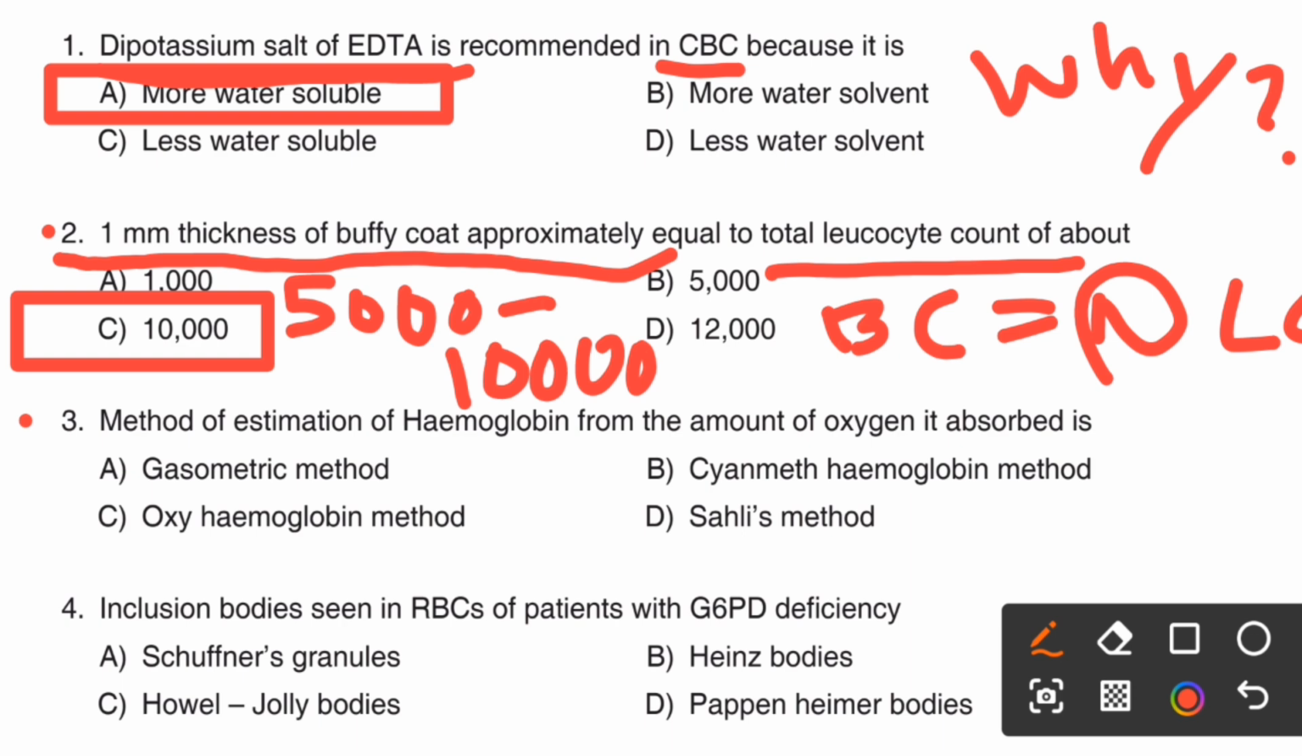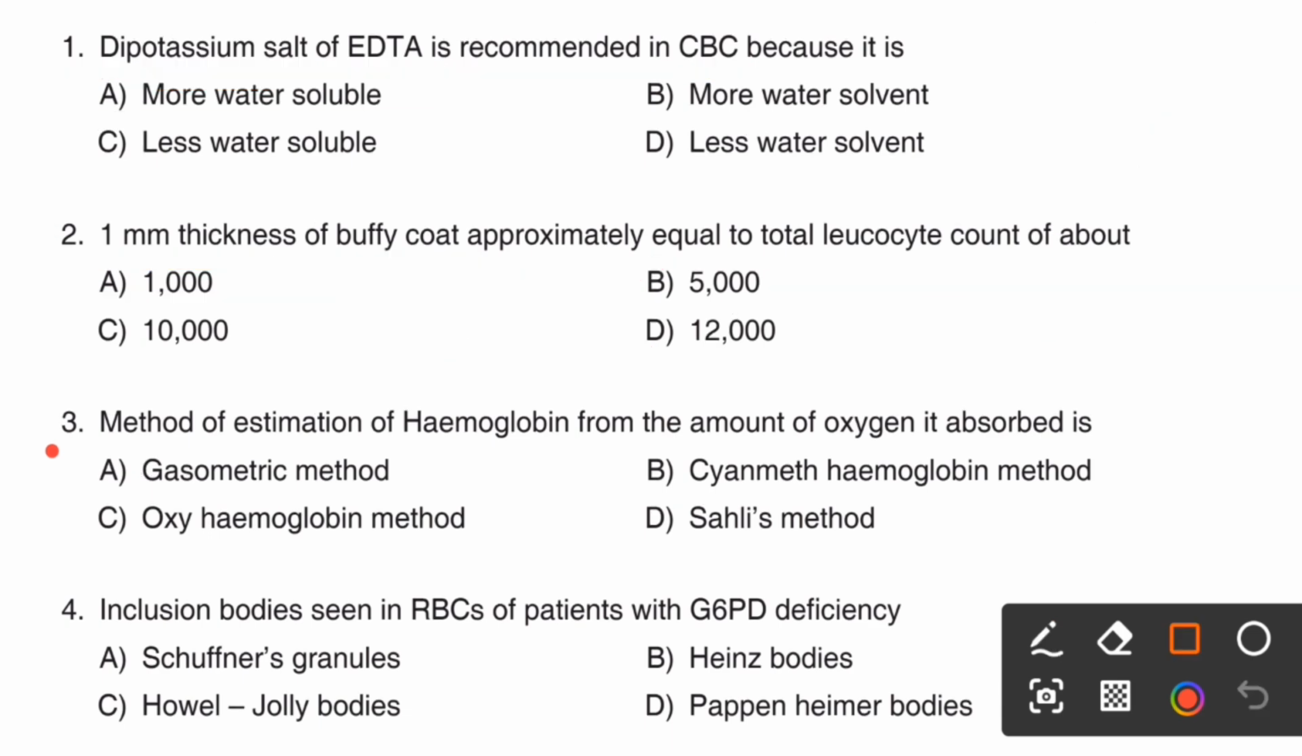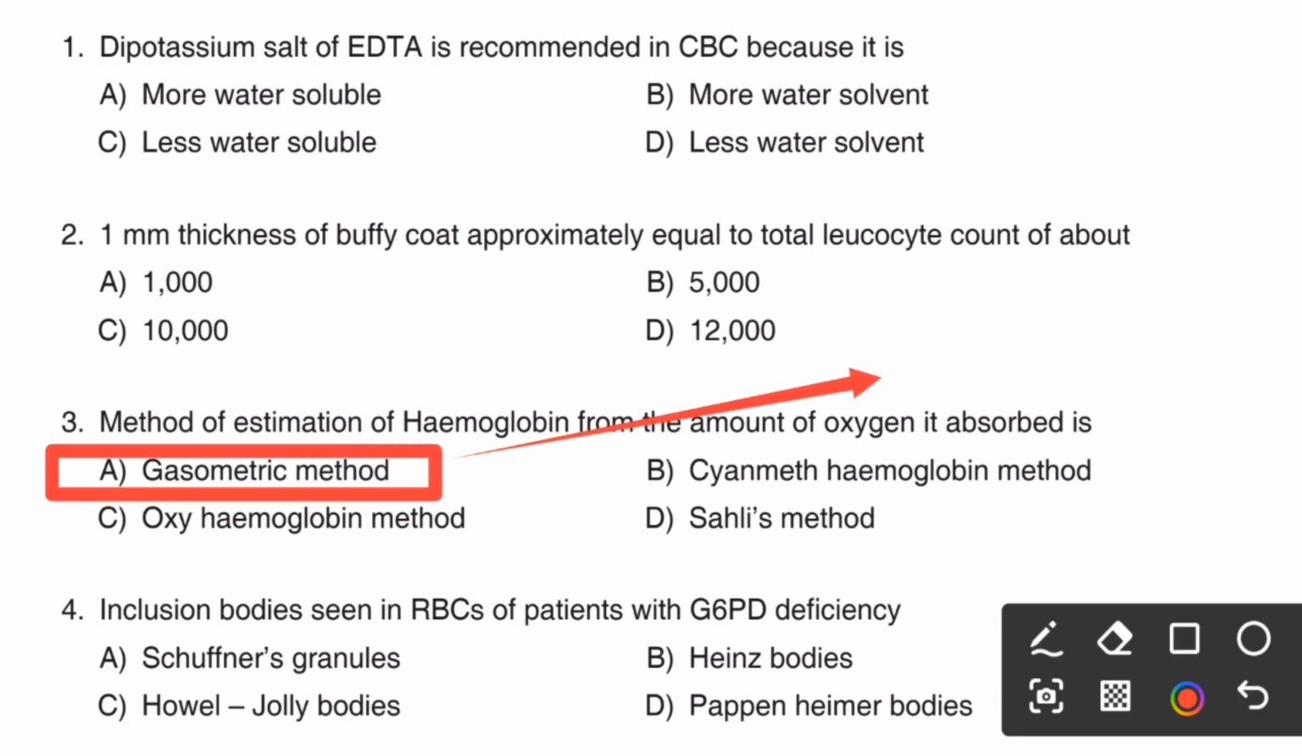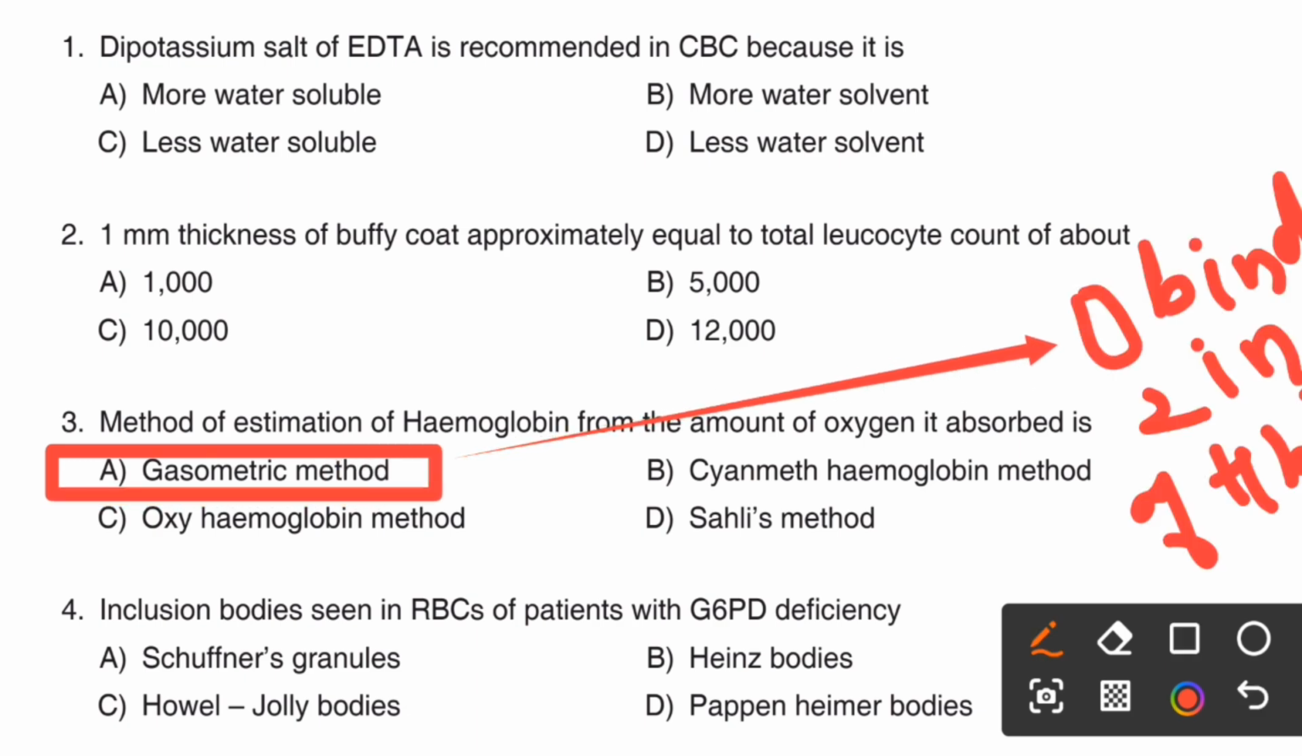Next one. Method of estimation of hemoglobin from the amount of oxygen it absorbed is option A gasometric, option B cyan hemoglobin method, option C oxyhemoglobin method, option D Salis method. Method of estimation of HB from the amount of oxygen it absorbed. The right answer is option A, gasometric method. Oxygen binding capacity of hemoglobin is measured.